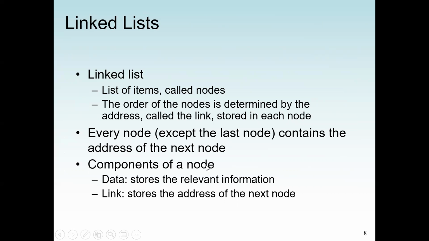So the component of a node is two things. A node may have the data part. This is where information is stored. And the link will be the address of the next node. So where the node is pointing to will be the address of that node.